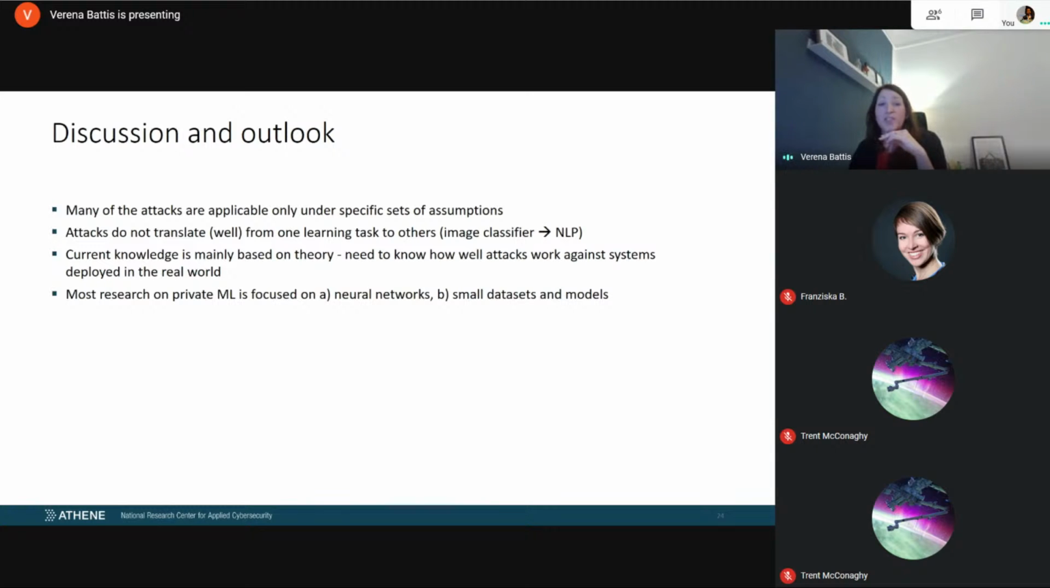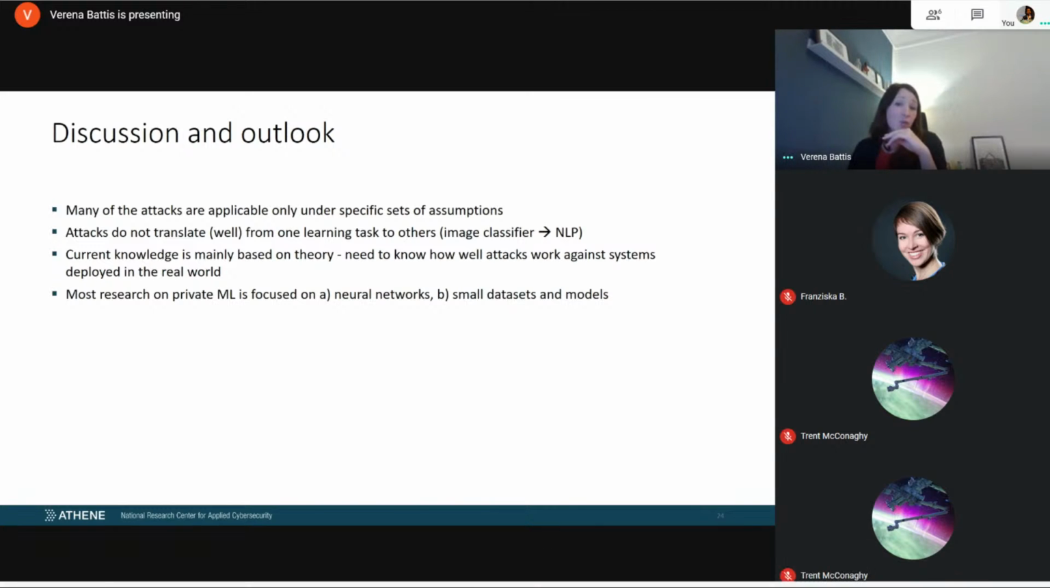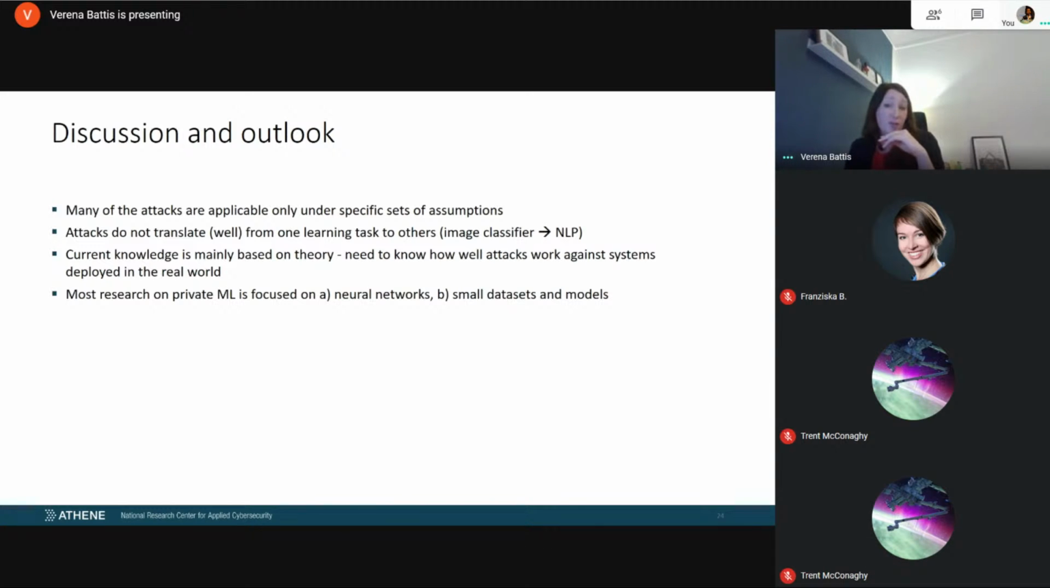And most of the research on private machine learning is, on the one hand, focused on neural networks, and in doing so, most of them are also focused on small data sets and small models, which might not be representative of realistic scenarios. For instance, neural networks, however popular, are not necessarily the most used models in the real world. But if so, small data sets and simple models might not be realistic either.